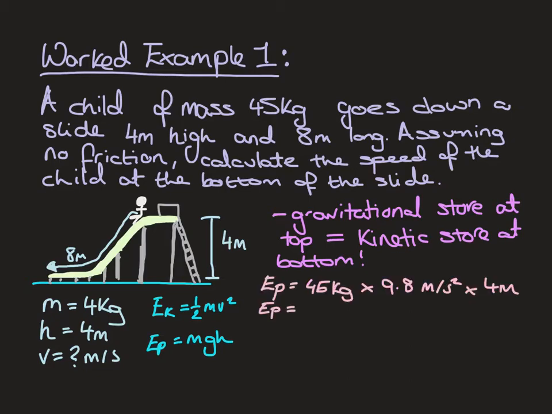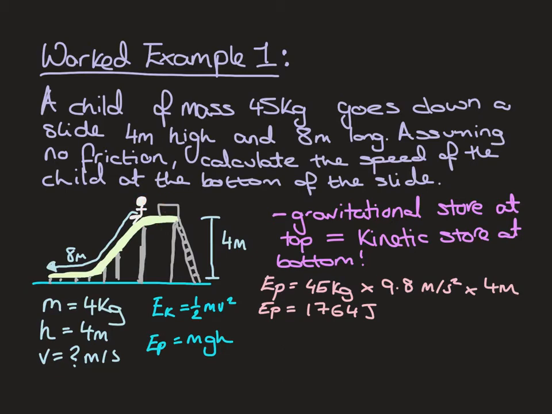So I start off by calculating the energy in the gravitational store at the top. I have got that the energy in the gravitational store is equal to the mass of the child, which is 45 kilograms, multiplied by the acceleration due to gravity, which you'll be told on Earth is 9.8 meters per second squared, multiplied by the height, or the change in height of the child, which is going to be 4 meters. So if we find out what that all is equal to, we get 1,764 joules.